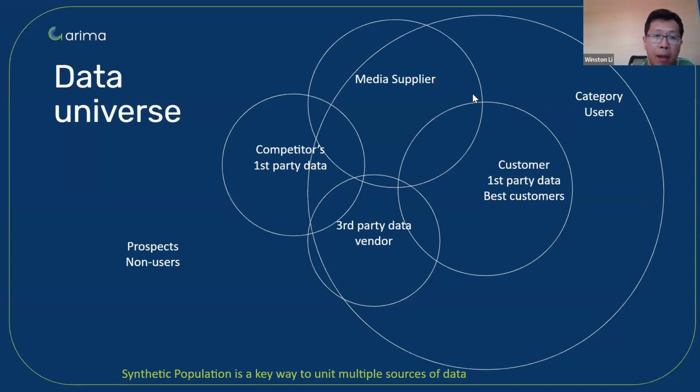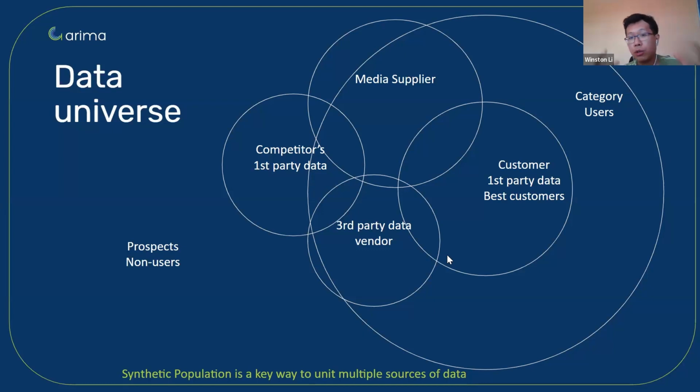And here's an example. Here is a data universe. This is the entire national population, of which you've got your first party data being a data subset. So let's say this is your bank customer. You have your media supplier. For example, if you choose to advertise on Facebook, if you're acquiring customers there, this is Facebook's customers and Facebook's users, and some of them are your current banking customers, some of them are your prospects. This is your category user. So for example, if you're selling credit cards, this might be everybody who needs a credit card. Your competitors' data is there, third-party data, it's somewhere here, and your prospects are all out here.